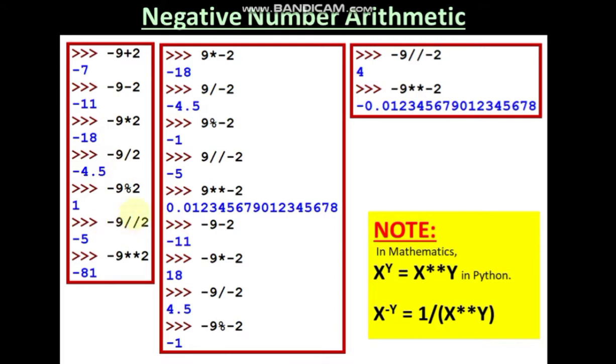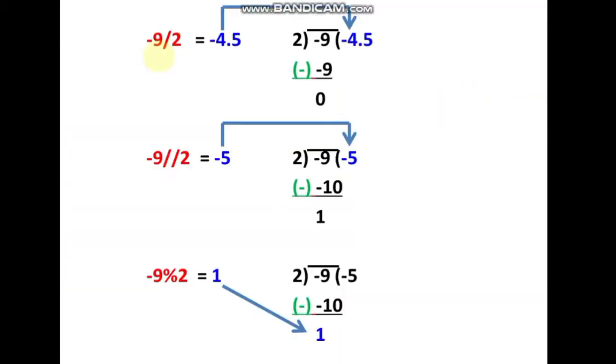But in case of minus 9 double slash 2, why is the answer minus 5? And in minus 9 mod 2, why is the remainder 1? So let's check out how it is being done. Minus 9 divided by 2. So let us divide minus 9 with 2, and 2 times minus 4.5 you get minus 9. And as you know, in division you have to put a minus, and minus and minus makes it plus. So plus 9 and minus 9 will give you 0.